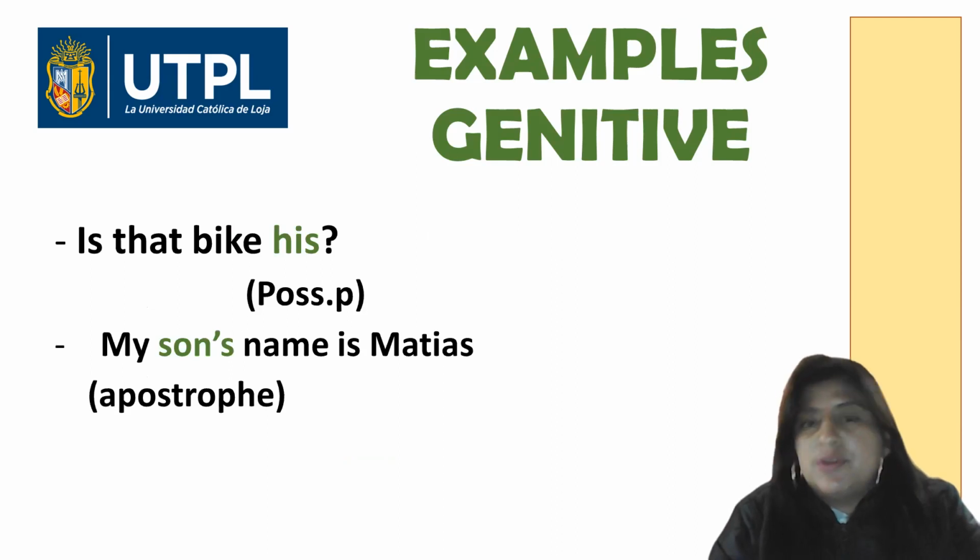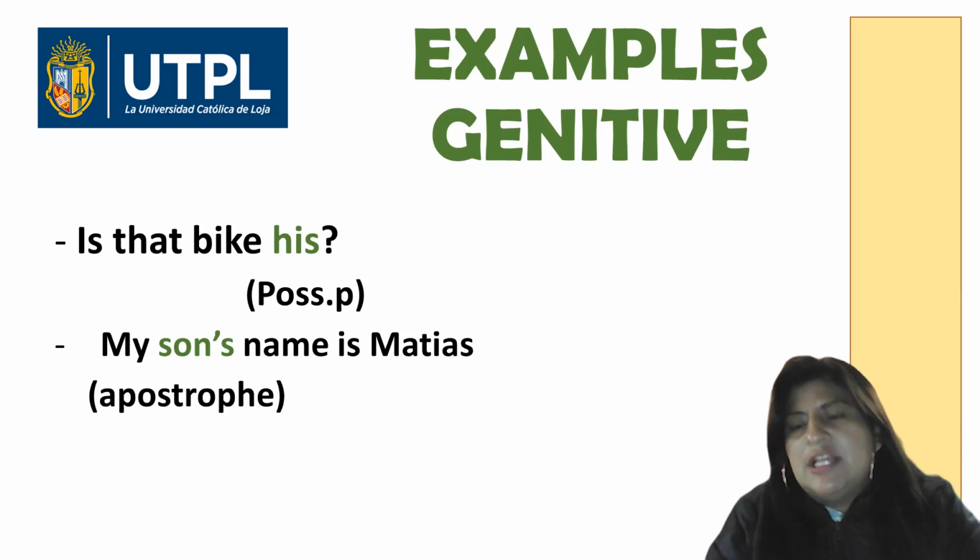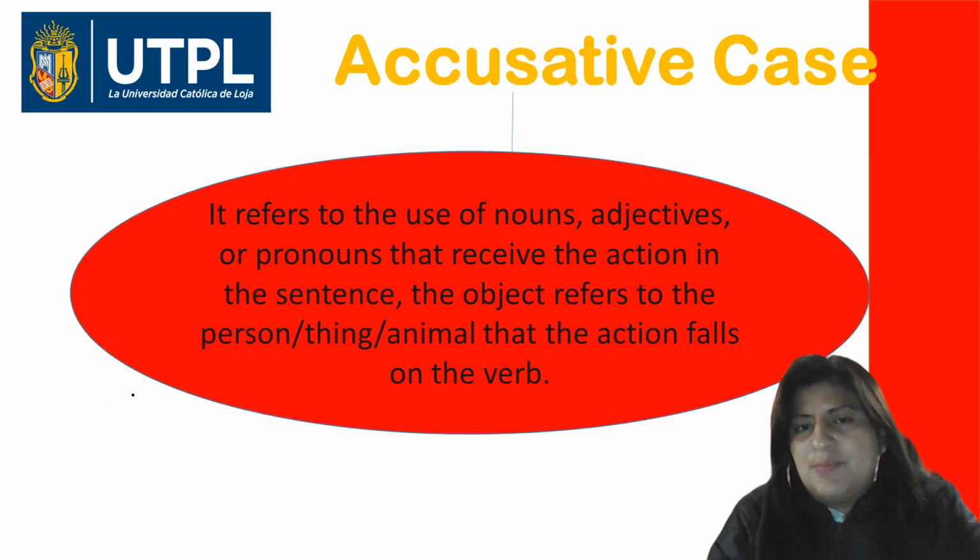I have 2 more examples about this case. Genitive case: is that bike his? In this case, I asked a question. We have the possessive pronoun his. My son's name is Matthias, and don't forget that I use an apostrophe here. Also, that is singular. All examples show ownership because that is genitive case, showing possession. In total, I have 5 examples.